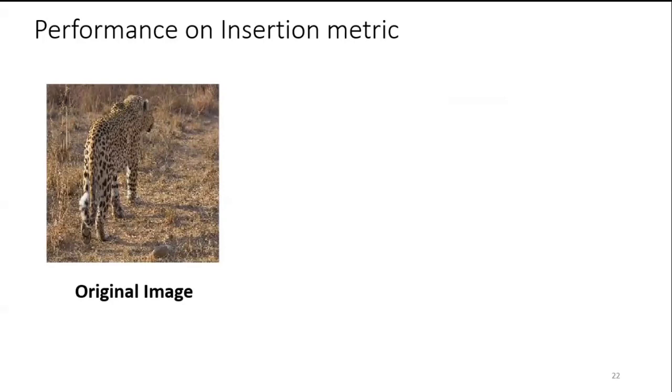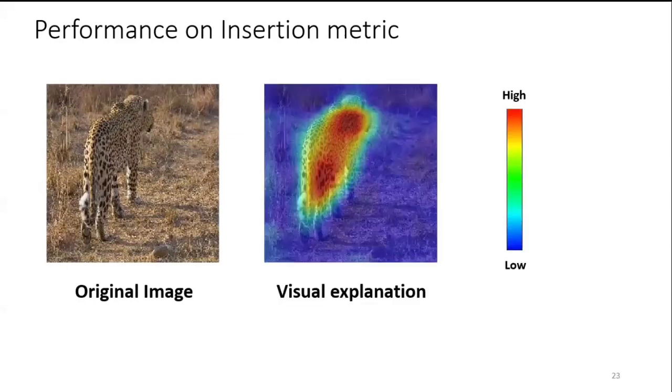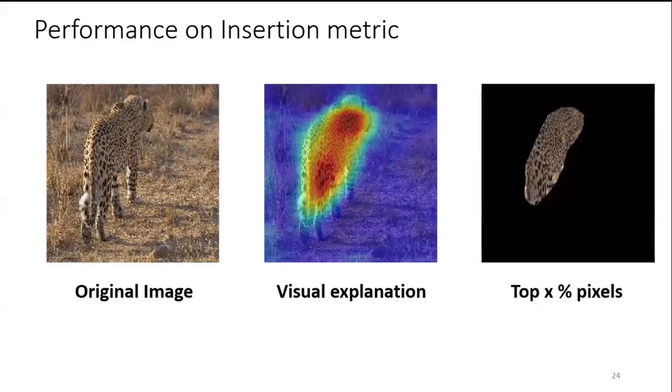So here we have an image of a leopard. And this is the visual explanation, and this can be by any technique, Grad-CAM or Ablation Cam. Further, we only retain the top X% of the most significant pixels highlighted by the visualization technique. So here you can see these are the spots on its body, and these are highlighted as red. So it took the top 50% of the pixels in the image, which were considered most salient by the technique.